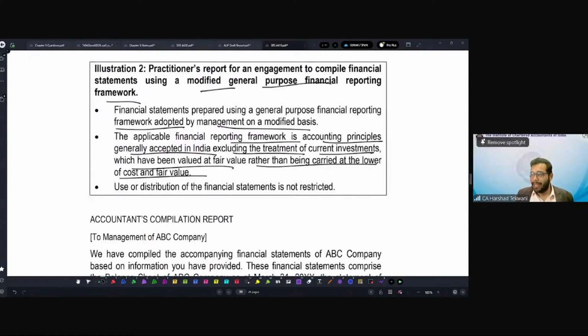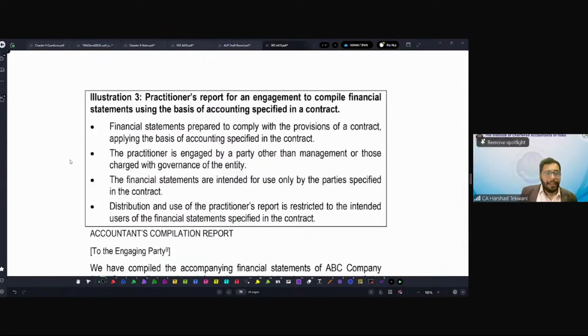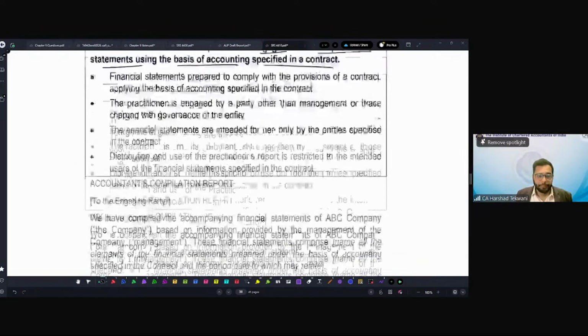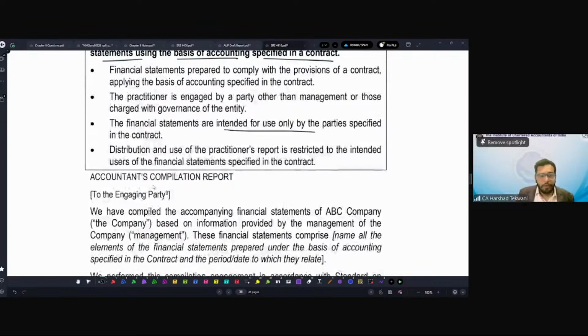Another illustration is with respect to when your engagement is to compile financial statements using a basis of accounting specified in a contract. This is not a special purpose or general purpose financial statement. This is a financial statement based on a contract, intended only for the parties specified in the contract, and distribution is restricted.